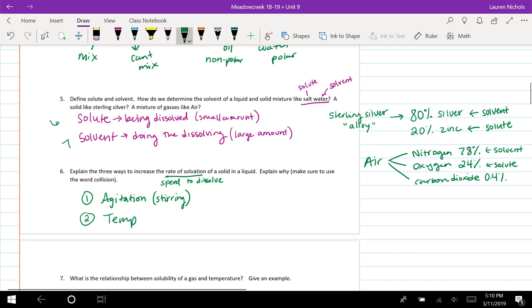The second way is through temperature. So if you increase your temperature, the particles move faster, okay? And that means that they're going to hit each other more often, okay? And then the third thing is that you make sure it's in small pieces, okay? And what this means is that you have a large surface area.